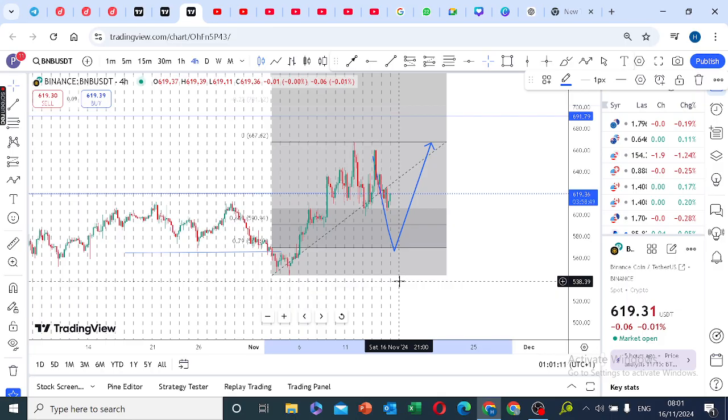So this is what we have for the BNB USDT pair, cryptocurrency pair.